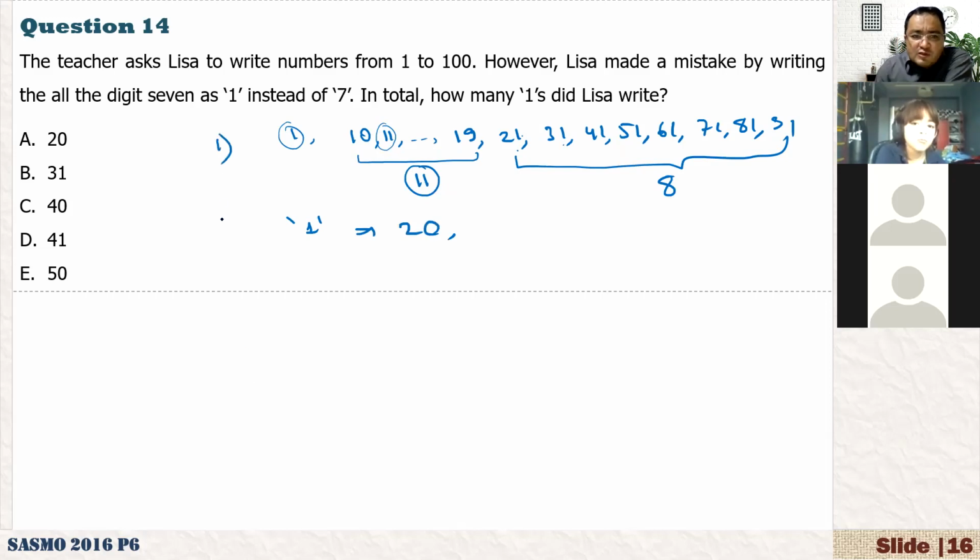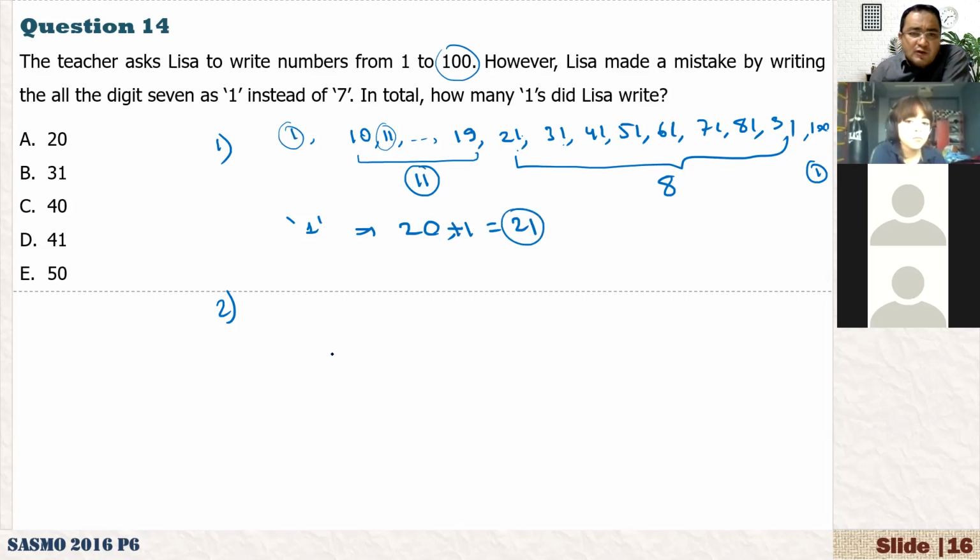And that's the first part. Instead of sevens, he wrote, what is it? Ones. And also actually 100, right? I didn't count it. Also here we have 100. Also we have one more 1 here. So it is 20 plus 1, altogether 21 ones.